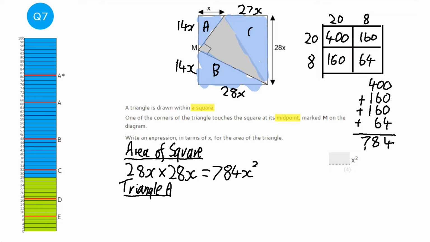Now the area of a triangle, let's say area equals half times base times height. So I'm going to do 14 times 1 times a half. Or what I could do, which would be a bit easier, is if I just halve the 14 and make it 7, then it just makes it a little bit easier. So 7x times x, which is 7x squared. I'm going to do that for all of them. So I'm going to do triangle B next.